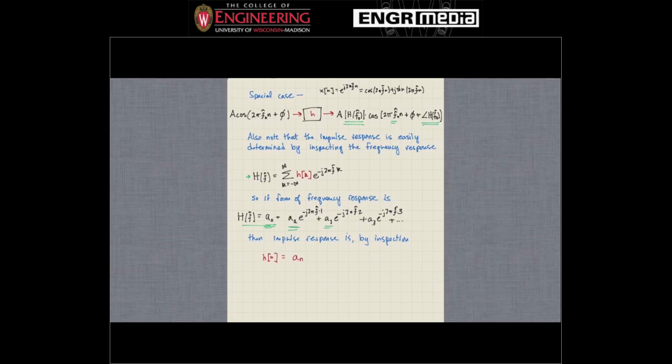So we know how to go using an equation from the impulse response to derive the frequency response, but we can also go backwards just by inspecting the frequency response and figuring out which impulse response gave us that particular frequency response.